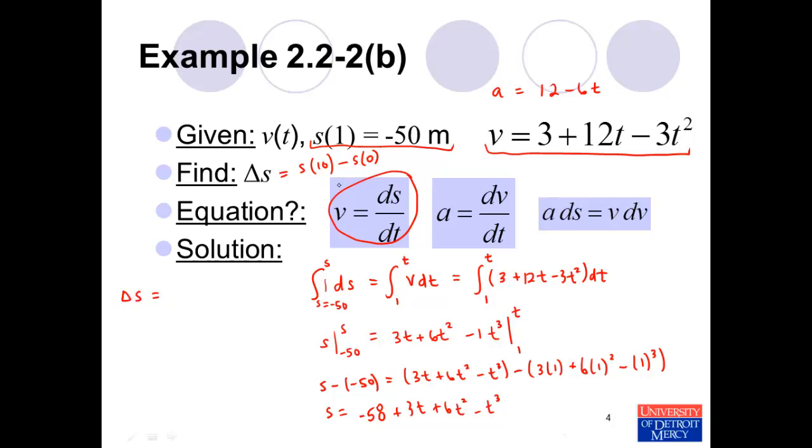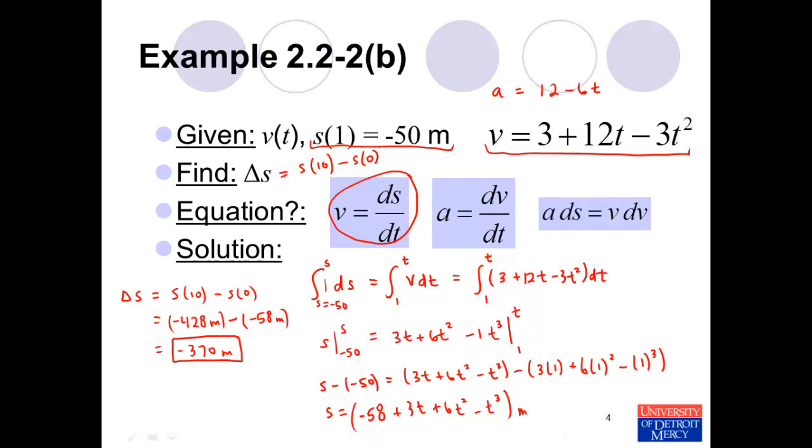In particular, we want the displacement between 10 seconds and 0 seconds. If we take time equals t and plug in 10 for t here, we get minus 428 meters. Again, this has units of meters because that's the unit of length we're dealing with. If we wanted to do all the bookkeeping for the coefficients of 3, 12, and negative 3, the units would work out correctly when you did the multiplication. Then we want the position at time equals 0, so we plug in 0 for time and get negative 58 meters. So minus 428, subtracting a negative number is like addition, so it's adding 58. It works out to be minus 370 meters.